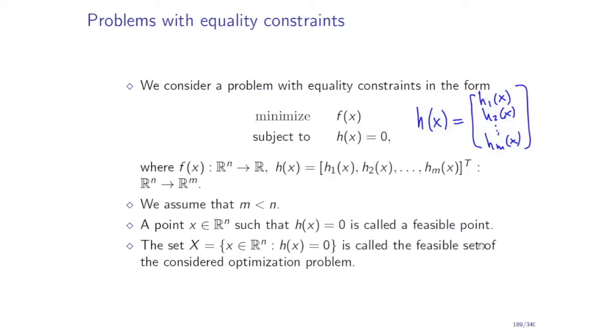Now, what is a feasible point? Of course, it's a point that satisfies all the constraints here, a point for which h of x is equal to 0, which means that we have h1 of x is equal to 0, h2 of x is 0, and hm of x is 0. So all of hi's for i between 1 and m are equal to 0. Okay? So the set of all feasible points, which are the set of all the points where h of x is equal to 0, is the feasible set of our problem, right?